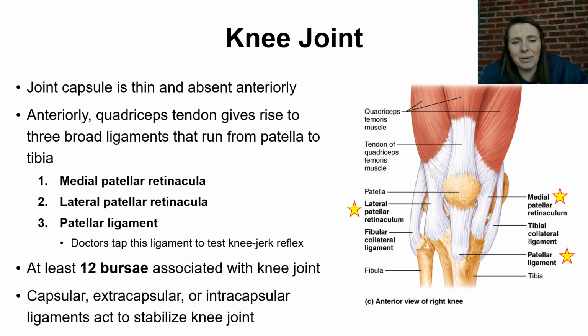So in addition to some of these structures, there are at least 12 bursa that are associated with the knee joint. And there are capsular, extracapsular, or intracapsular ligaments that are acting to stabilize the knee joint. So the knee joint has all 3.